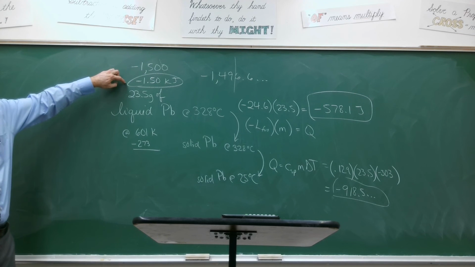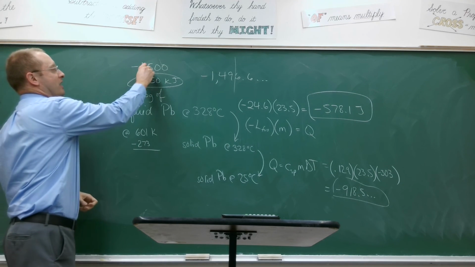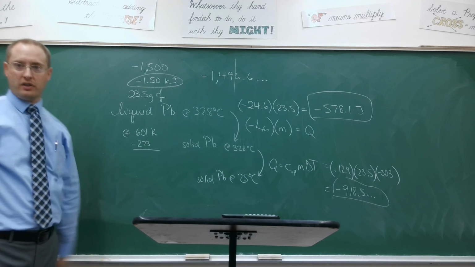If we write kilojoules instead of joules, put a dot here instead of a comma, and then we just show 50 for the 3 sig figs. Or negative 1.50 E3 joules. Questions on this?